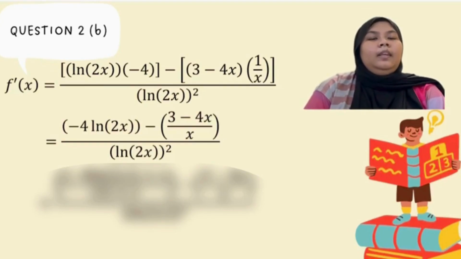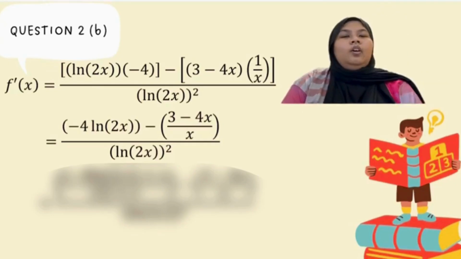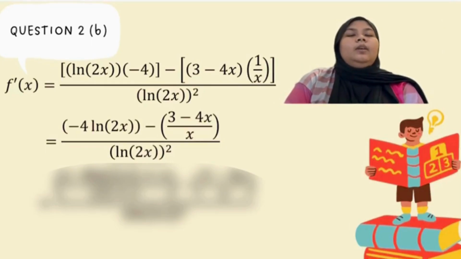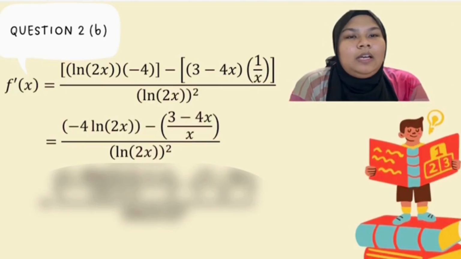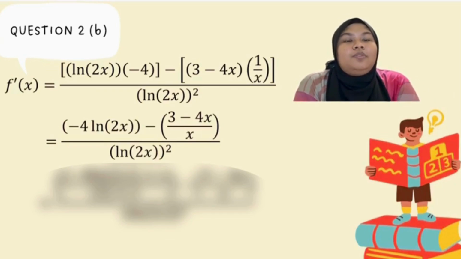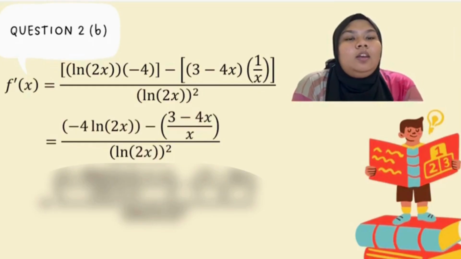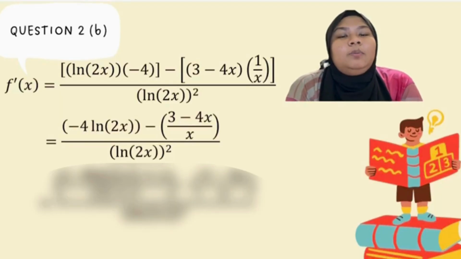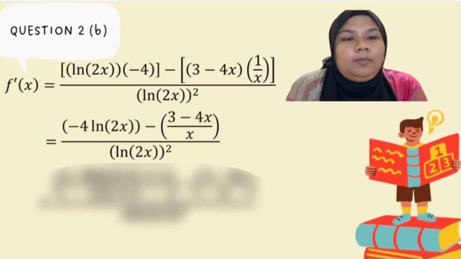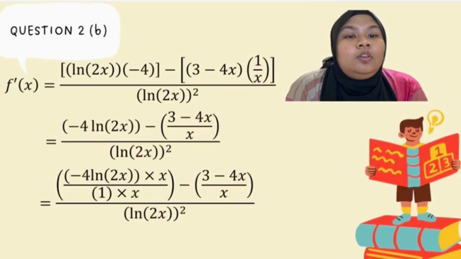The first term will be negative 4 ln 2x. For the numerator, the second term is 3 minus 4x times 1 over x, which will be (3 minus 4x) over x. F prime x now is equal to [negative 4 ln 2x minus (3 minus 4x) over x] over (ln 2x) squared. Now, to combine both terms in the numerator, they must have the same denominator. The first term has no denominator, so we multiply it by x.